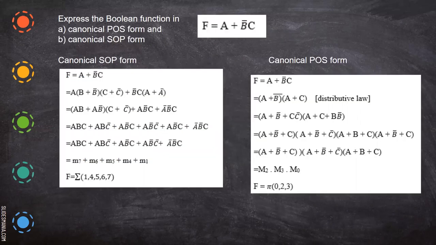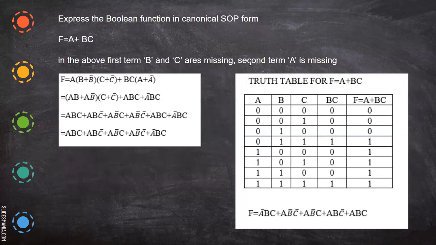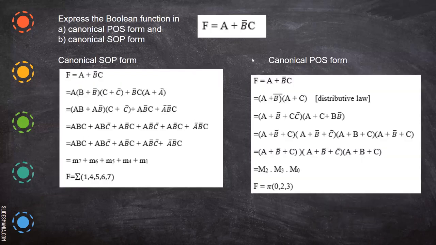Here canonical POS form and canonical SOP form for the same equation have been written. So here, A plus B bar C in SOP. What you do is substitute, make it a minterm. B plus B bar, C plus C bar, and so on.